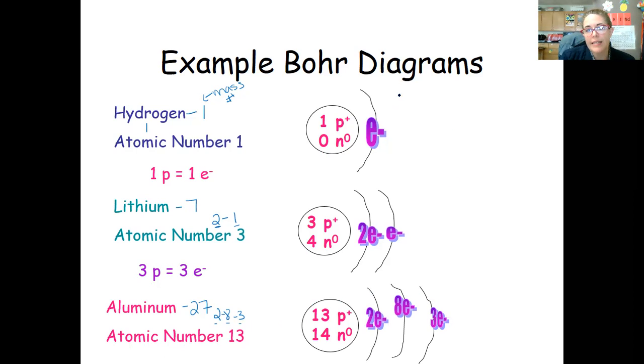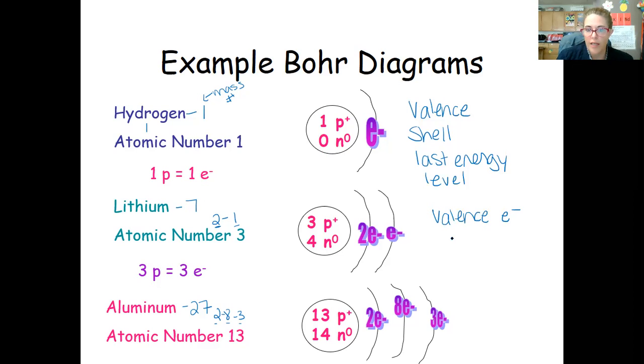Whatever this last level is called, that is the valence shell. So our valence shell is equal to the last energy level. That's the valence shell. So then if that's the valence shell, the valence electrons are the electrons in the last shell, or energy level. We use those terms interchangeably, shell and energy level.